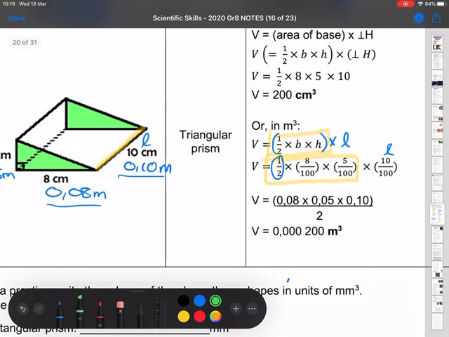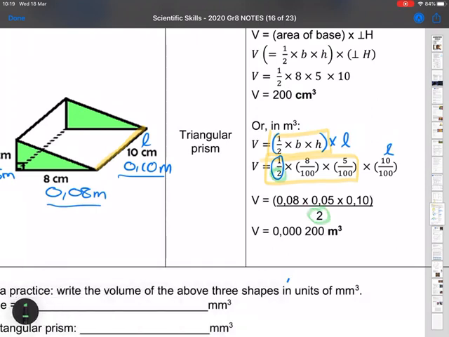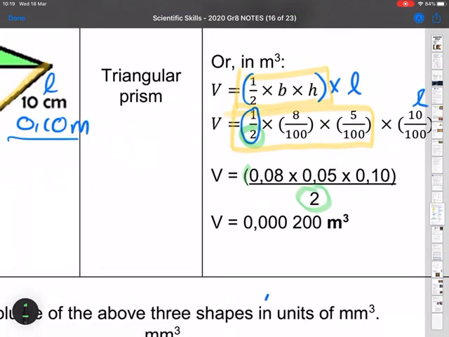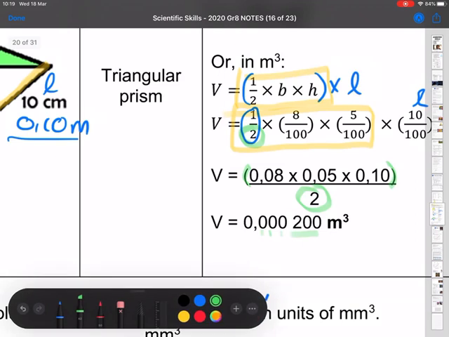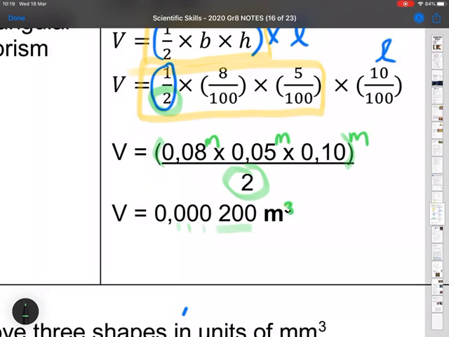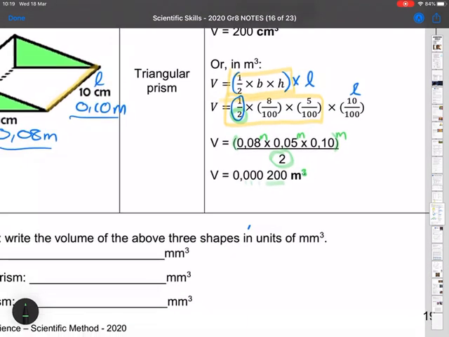This divide by 2 comes from the half. And when you do that on your calculator, don't forget to put your brackets. Bracket 0,08 times 0,05 times 0,10, close bracket. And after that, then you can divide by 2, and your answer will be 0,000200 cubic meters. Why meters? We've got 0,08 meters times 0,05 meters times 0,10 meters. And a meter times a meter times a meter is going to give you a cubic meter.